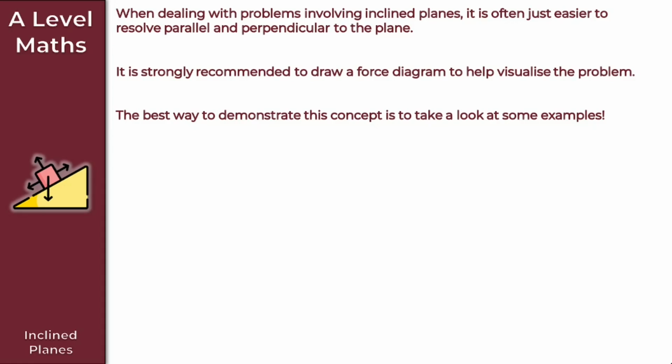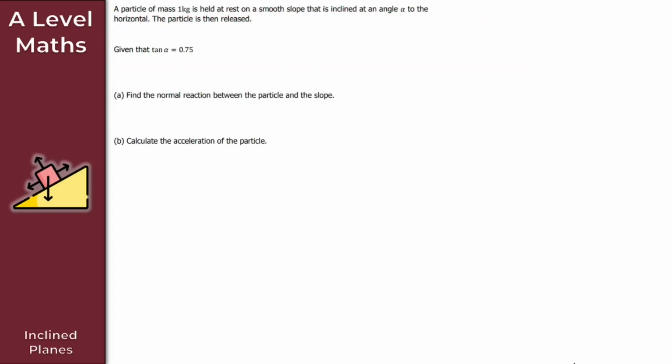So let's get started with question 1. For question 1, we have a particle of mass 1 kilogram, which is held at rest on a smooth slope that is inclined at an angle alpha to the horizontal. We're then told that the particle is released, and we're also given that tan alpha is equal to 0.75.